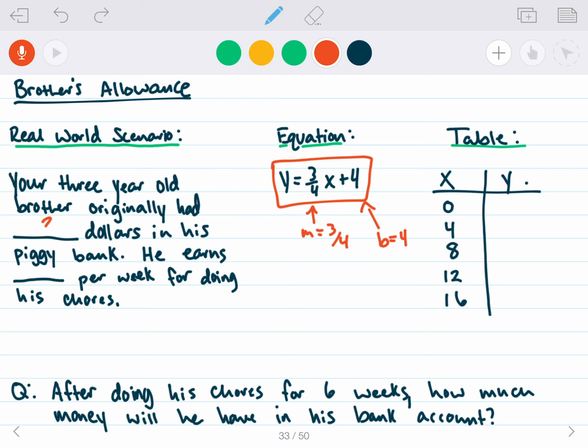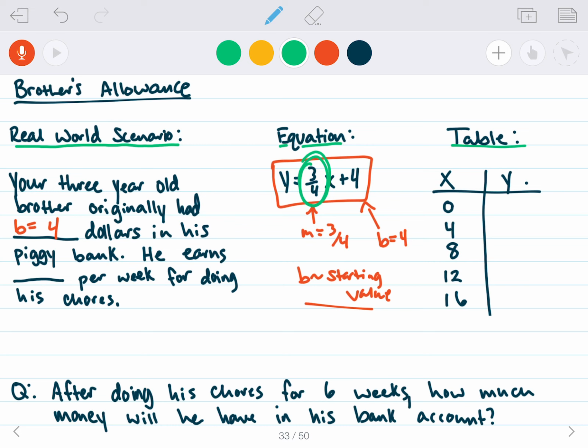Well, the y-intercept is always going to be your starting value. So because it's saying that he originally had some amount, that's going to be our y-intercept. Goes in this blank. So our y-intercept here is 4. So he originally had $4 in his account. Now what goes in the next blank is how much we're constantly changing by. That's our slope. So it says he earns blank per week for doing his chores. How much we're changing by is this one right here.